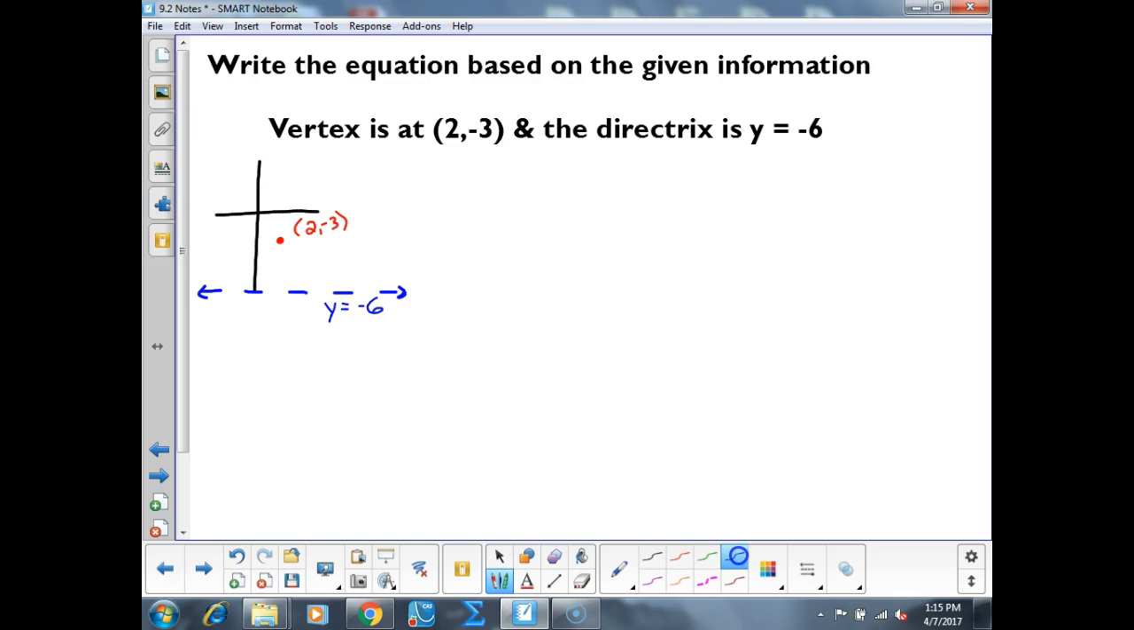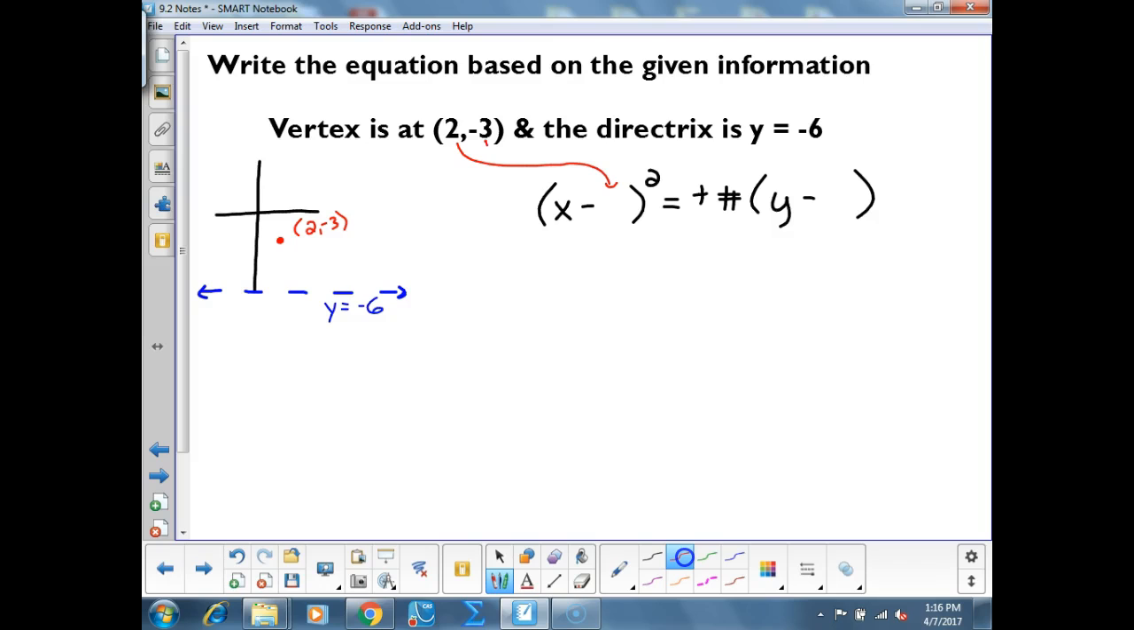Which way does my parabola open? Up, because it's got to open away from the directrix. Okay? So it's going to open up. An up opening parabola has what form? It's x squared. Nathan? The positive number. Right? Okay. So the 2 goes there, and the negative 3 goes there.